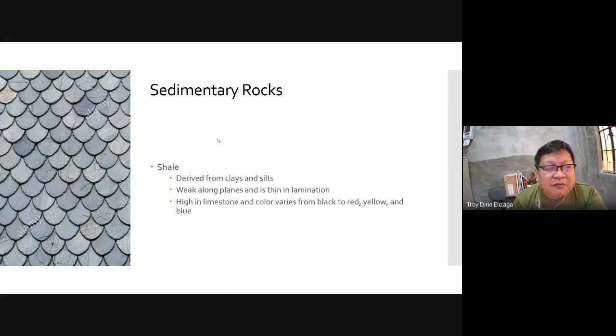Shale's most common use is as roofing material, shingles. This one in the picture is in Norway.